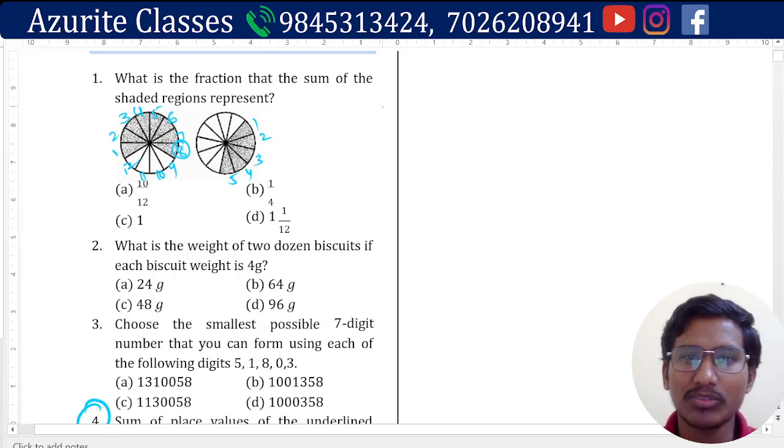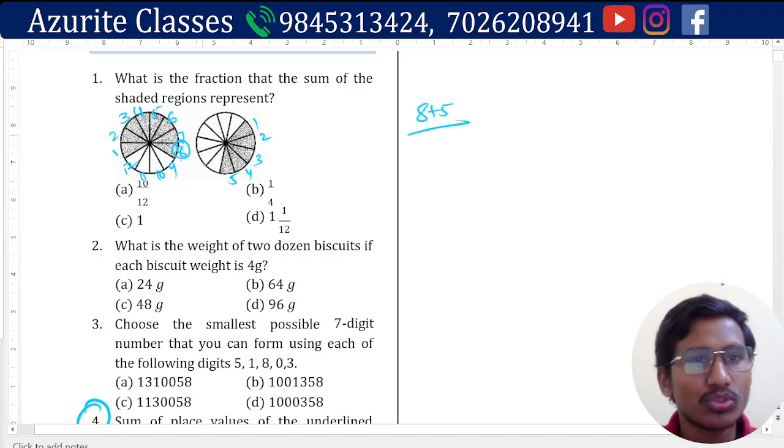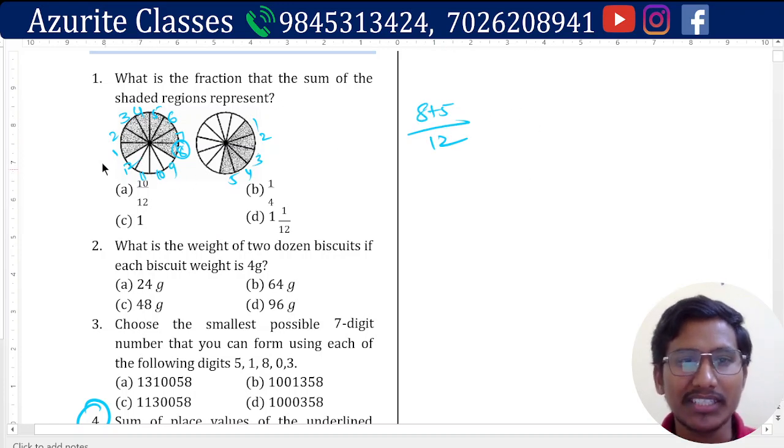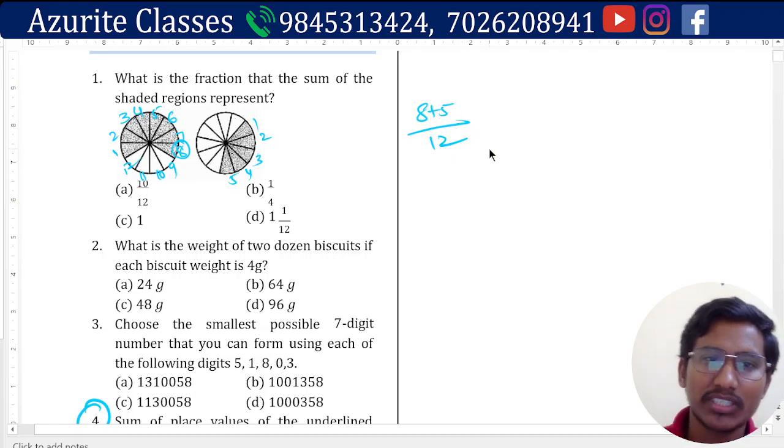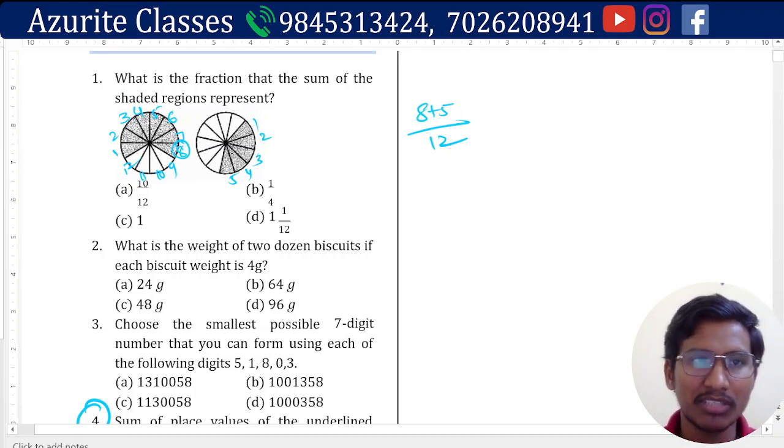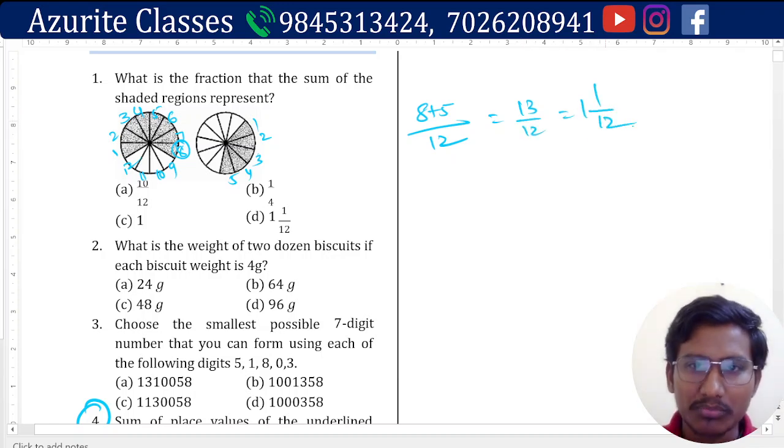So 8 plus 5 will be how much? Total 13. There are 12 parts in each figure, so 13 by 12 part will be covered. 13 by 12 means we can write it as 1 and 1 by how much? 12, because 12 ones are 12. So 1 and 1 by 12 will be the answer.